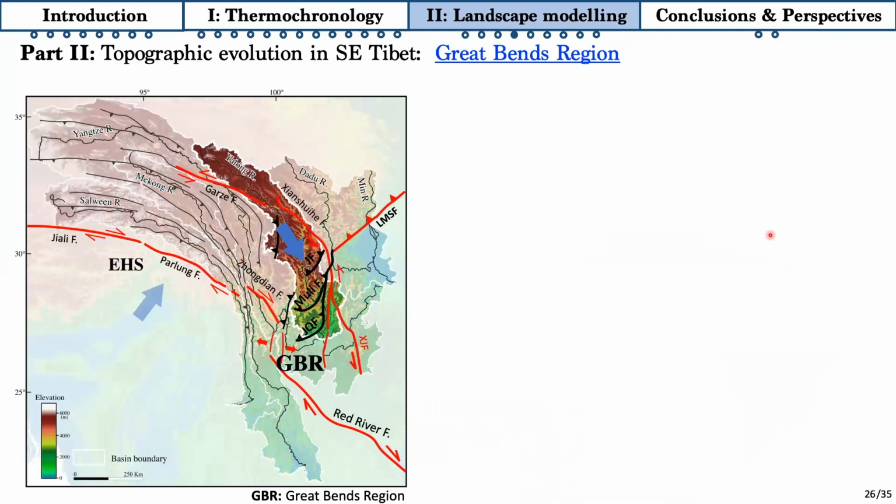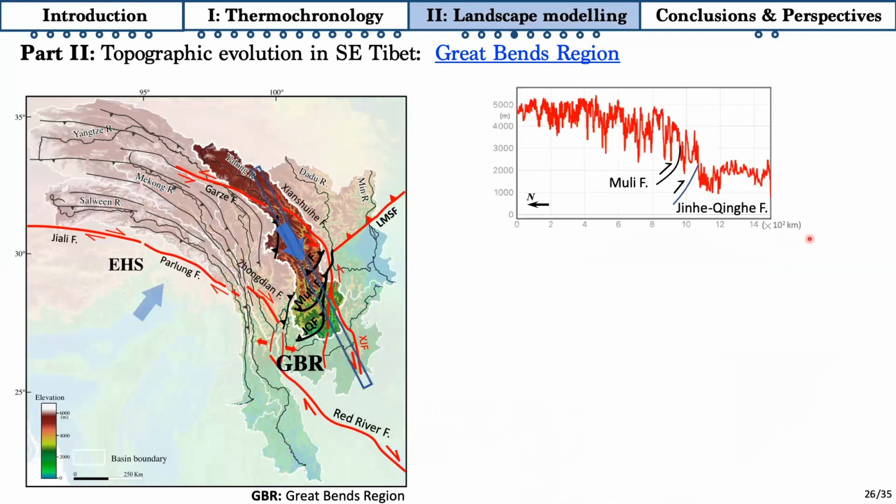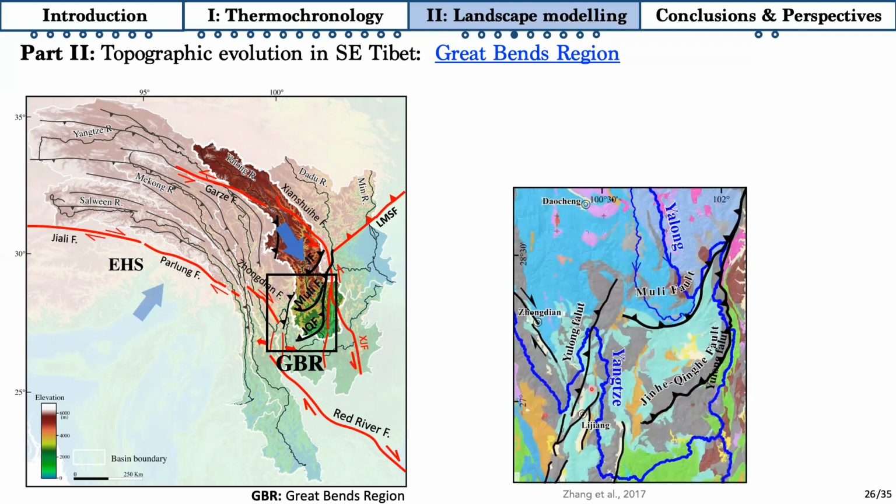So if we move to the Great Bend region, we observe on this thrust profile a very steep orographic topographic step over the Muli and Jinghe thrust, which is thought to have largely uplifted all the high topography, and also they have shifted the river courses, as we can better see on these geological maps, to the northeast.